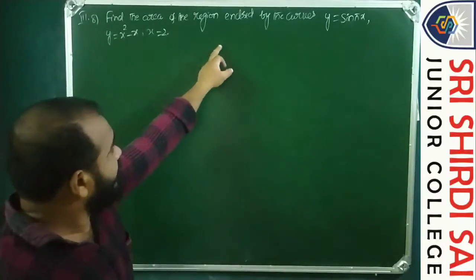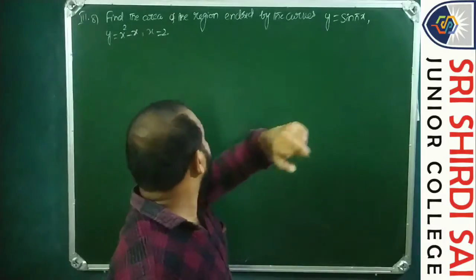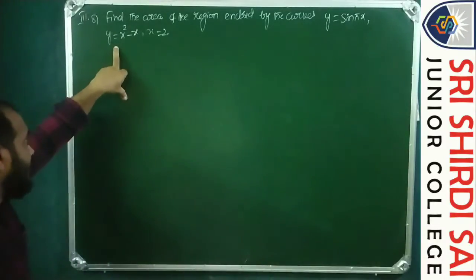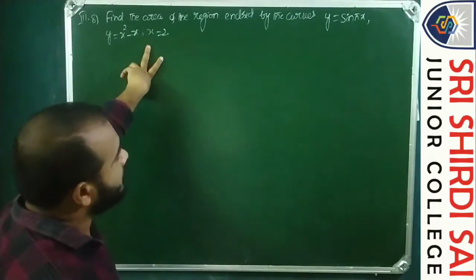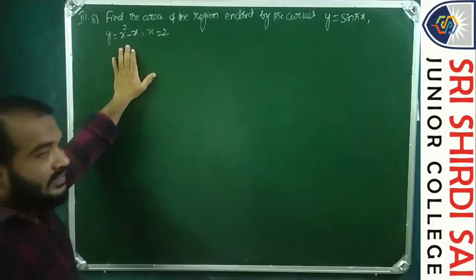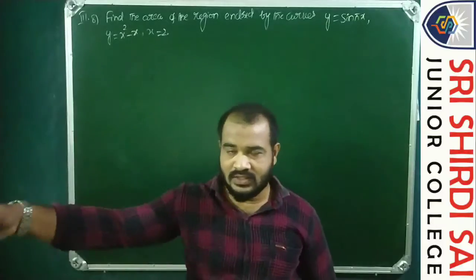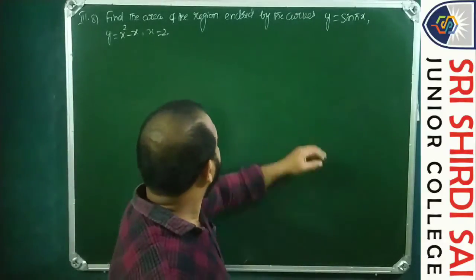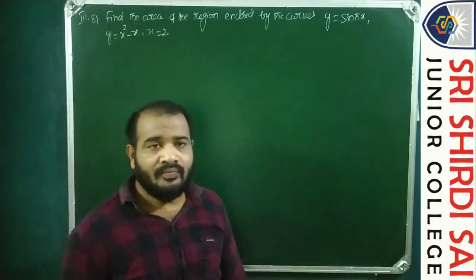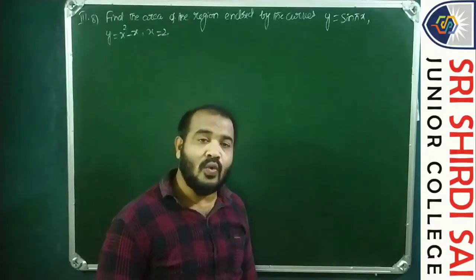Find the area of the region enclosed by the curves y equals sin pi x, y equals x square minus x, and x equals 2. So x square minus x is the parabola. y equals sin pi x, the sine curve, we know. And x equals 2 is the line parallel to the y axis, that is a vertical line.